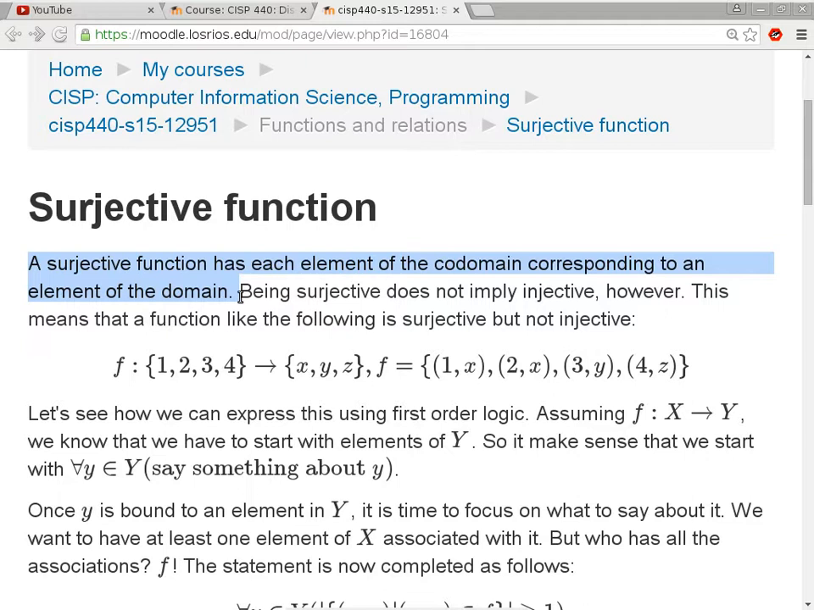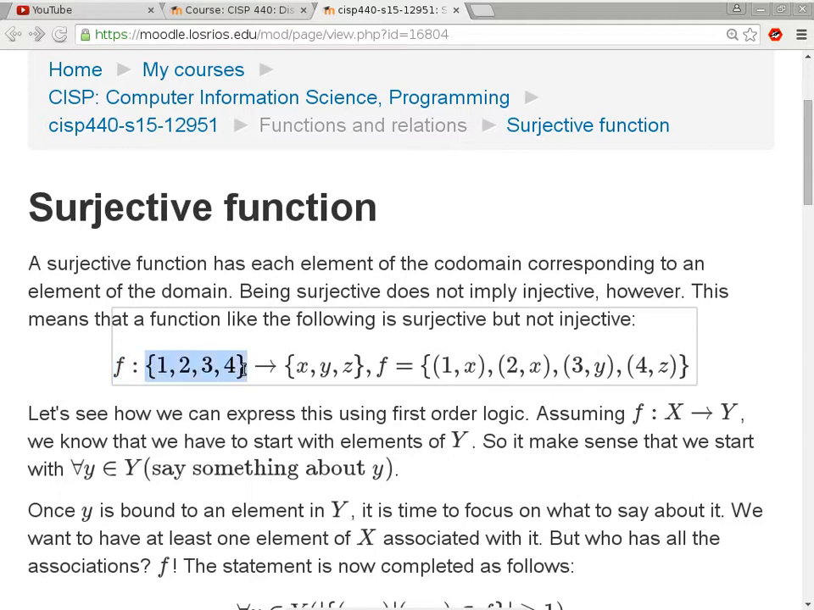Being surjective does not imply injective. You can have functions that are surjective but not injective. This means that a function like the following is surjective, but it is not injective. Let's take a look here. So we have a function f. The domain is 1, 2, 3, 4, four numbers. The codomain is x, y, z. And the function is defined as such.